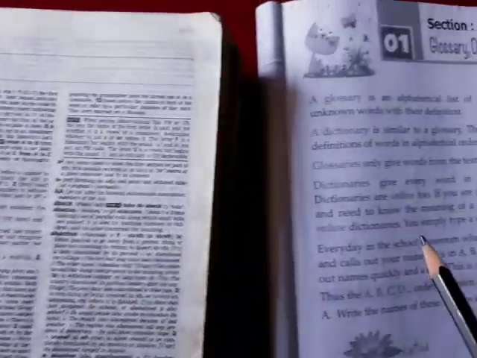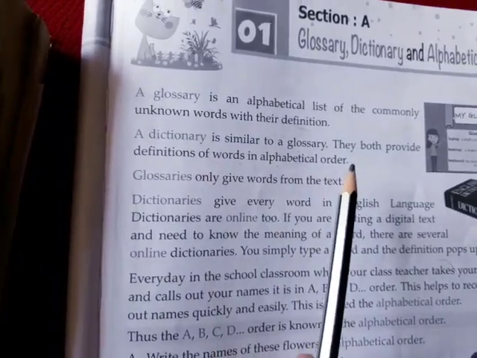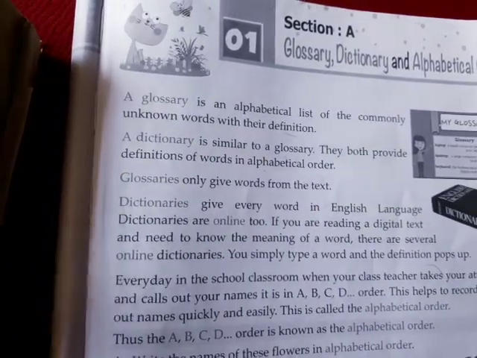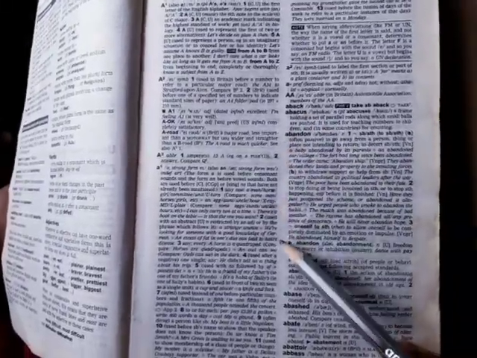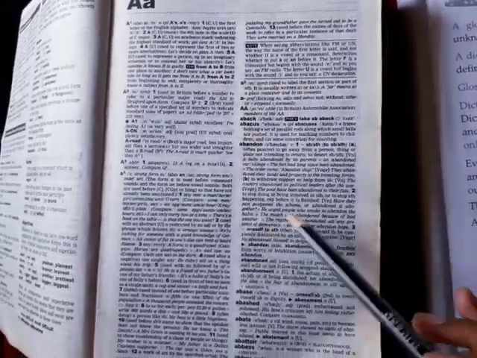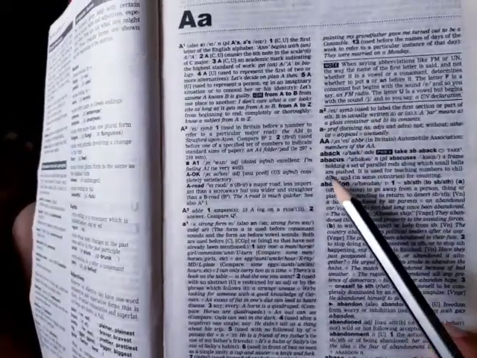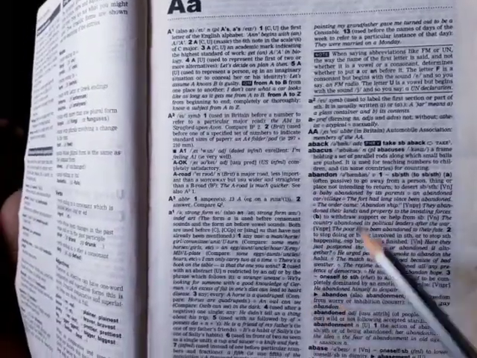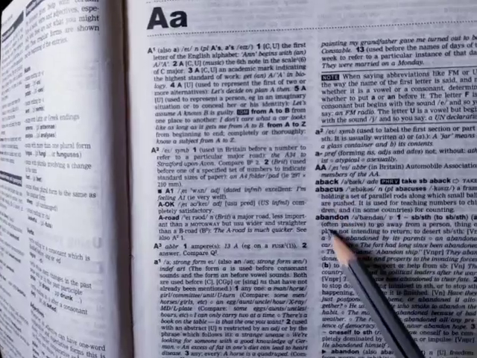So a dictionary is a book. It is a book that contains a list of the words. You can see so many words are given here in the dictionary. So a dictionary is a book that contains a list of the words in English language. You can see the words are given in English, in the alphabetical order.